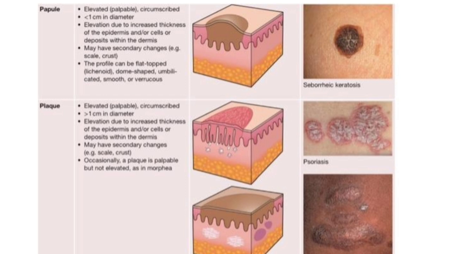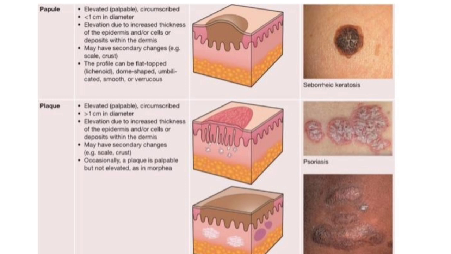Coming to papule. Papule is an elevated, palpable, circumscribed lesion which is less than 1 cm in diameter. The elevation may be due to increased thickness of the epidermis or because of the cells or deposits within the dermis. It may have secondary changes like scales, crust, etc. And a papule can be flat top as in lichen planus, dome shaped or umbilicated as in molluscum, smooth or verrucous.